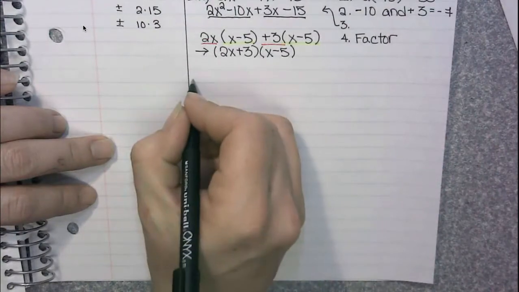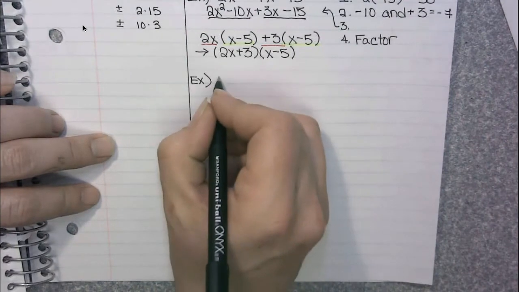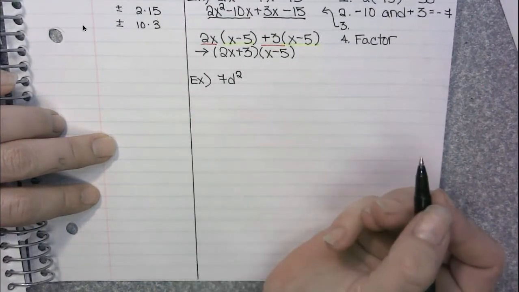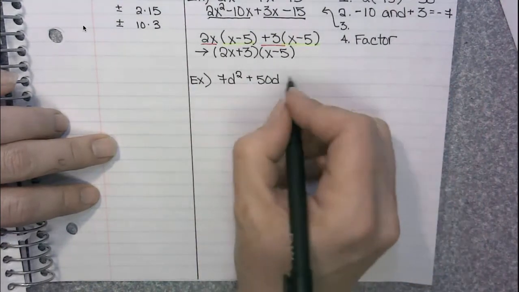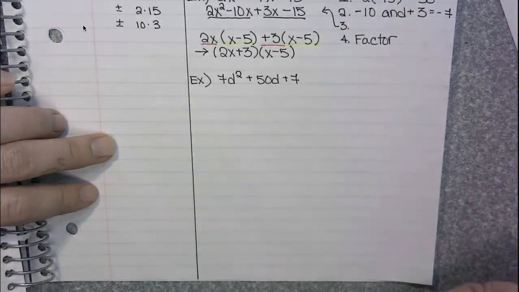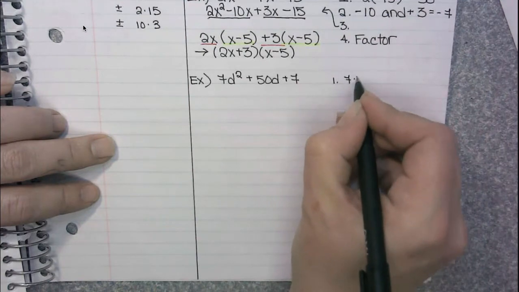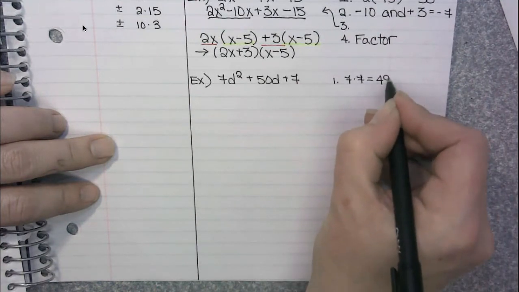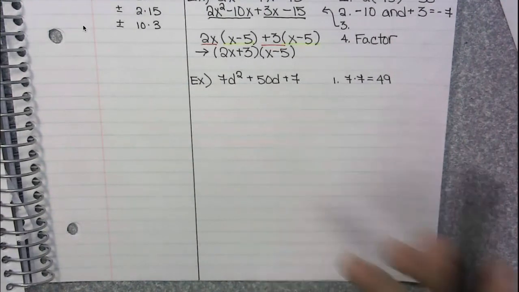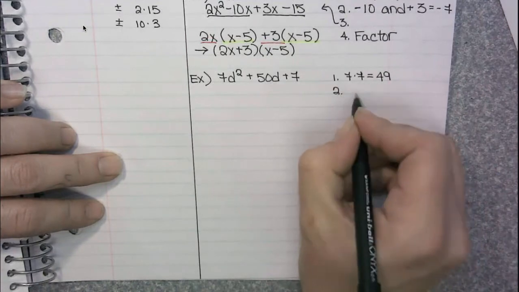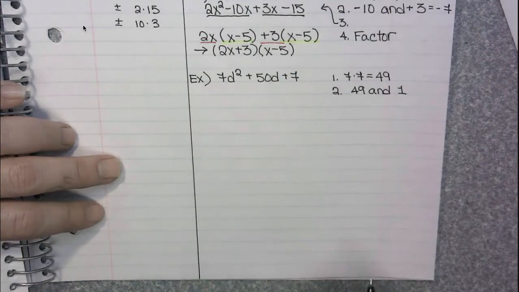Let's look at 7d squared plus 50d plus 7. Okay, so first we've got 7 times 7, which equals 49. I want my factors to add up to 50, so that's kind of easy because I know that's going to be a 49 and 1 because that adds up to 50.